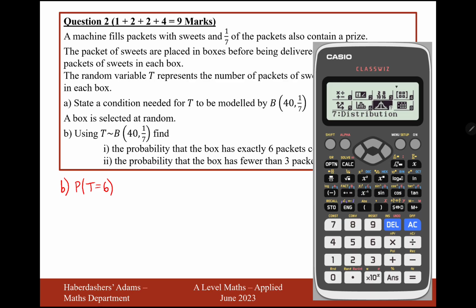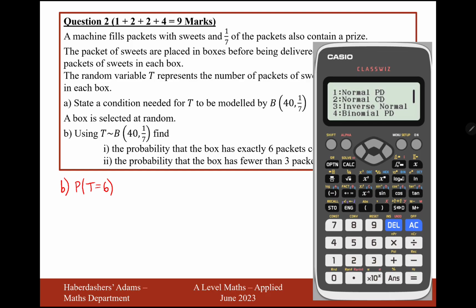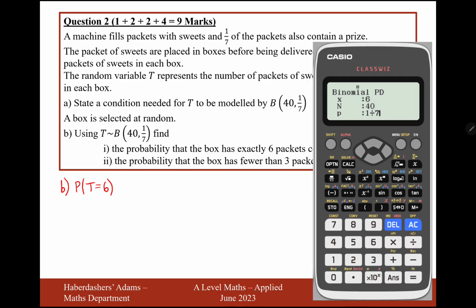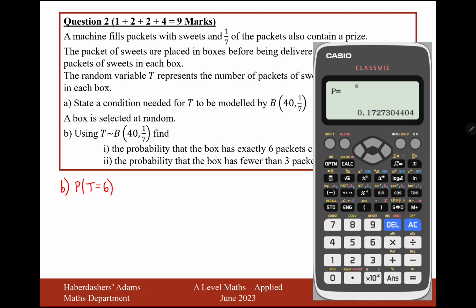So go to mode 7 on your calculator, which says statistical distributions. We want the binomial PD mode, with P for precise, a precise probability of 6 packets. Let's go to variable now. We don't want to make a list out of this. So we want to work out the probability of getting 6 packets out of 40 with a 1/7 probability, and press enter, and the answer is 0.173. And there we are, that's the answer for part I.